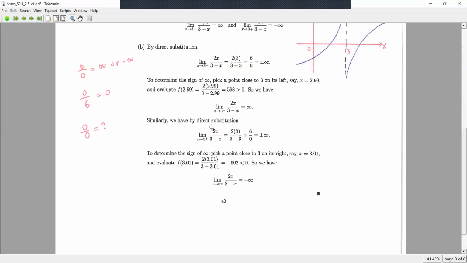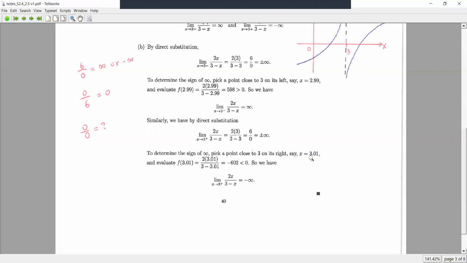Similarly, to find the right-hand side limit, plug in the number 3 in x. Then we have this equation. This number is 6 divided by 0. A non-zero number divided by 0 should be infinity, either positive or negative. To determine the sign of the infinity, this time I pick a point very close to the number 3, but from the right side.